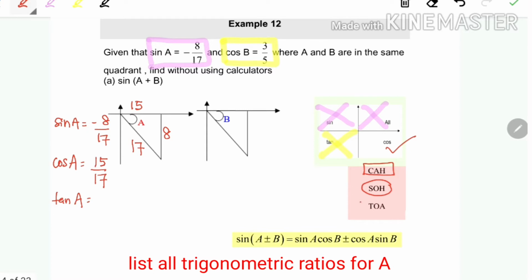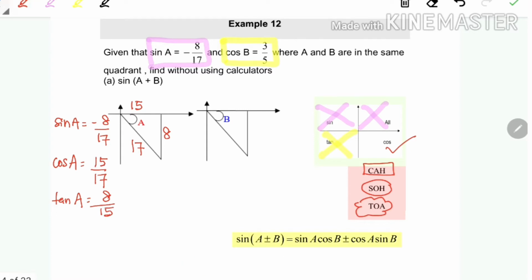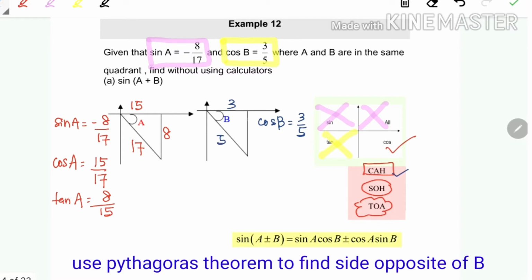Next, we can also find tangent A. Tangent A is opposite divided by adjacent. So the opposite is 8 divided by adjacent 15. Let's complete for angle B, where cos B equals 3 over 5. Cos B is adjacent over hypotenuse. The adjacent equals 3 and the hypotenuse equals 5. Therefore, this length equals 4 units.